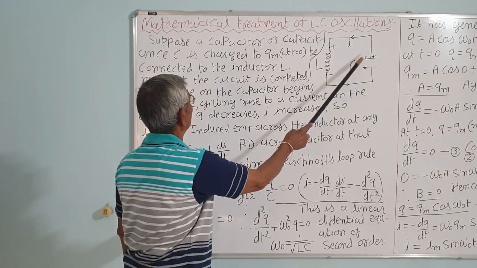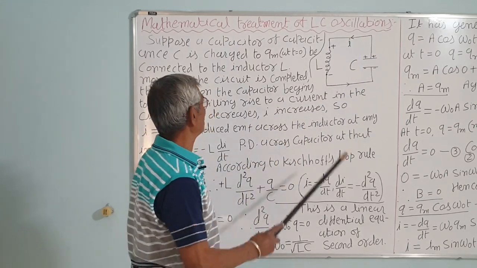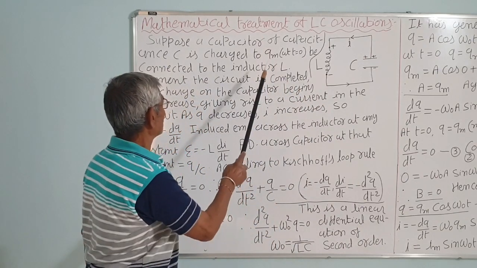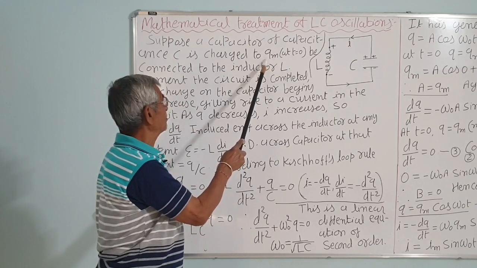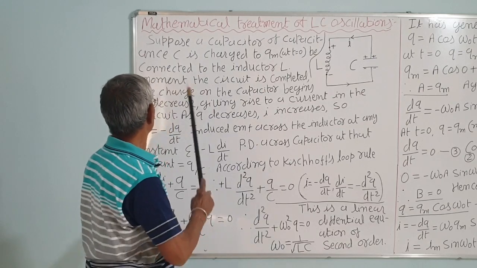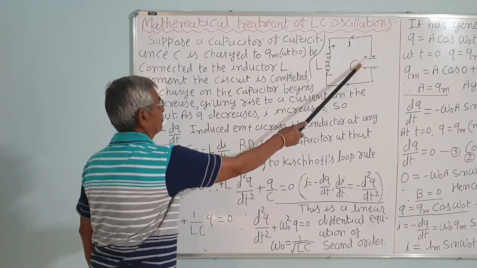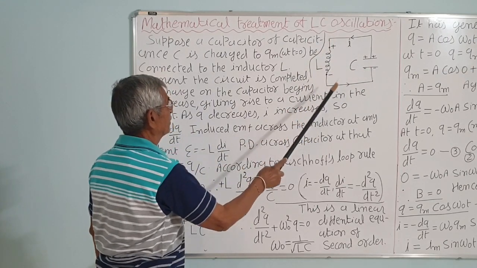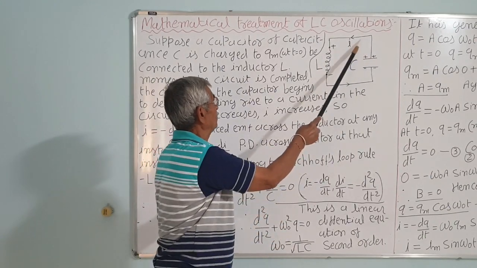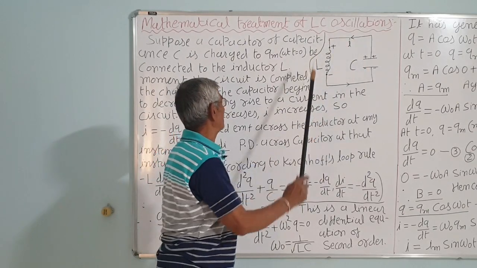Suppose a capacitor C is charged to the maximum charge Qm at t equal to 0. In some books it is written as Q0 also. In some books it is given as maximum, or instantaneous current. It is connected to an inductor L, and it is fully charged. The moment the circuit is completed, the capacitor will start discharging and current will flow in the circuit. The charge Q decreases, and the current will increase.